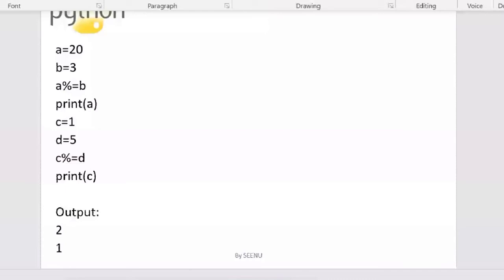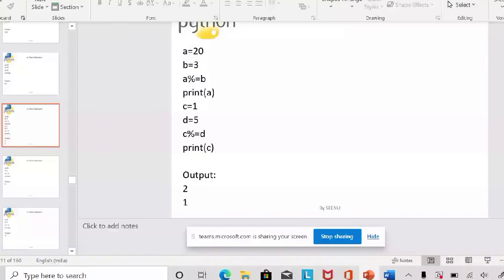And what about the second one? C equals 1 and D equals 5. Okay. 1 mod 5, Nana, how much does it come to? You know that? 1, sir. 1, sir. Okay, very good, Nana.